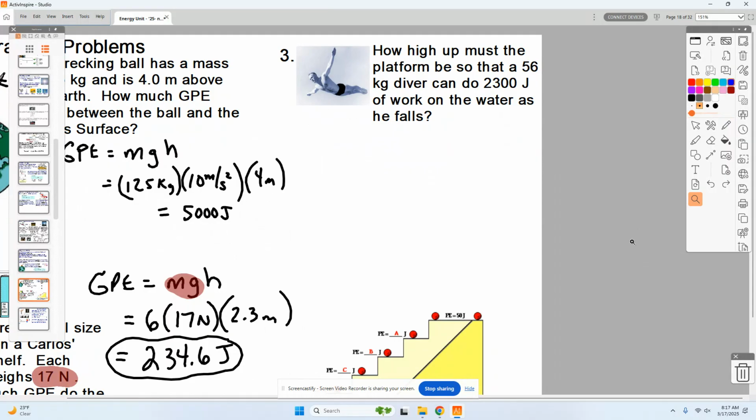Circle it. I want to walk around and see if I'm seeing this correctly. So just give me a circle. If you use G as 10, it makes the math a little bit easier to do. If you use G as 9.8, your number would be slightly different.